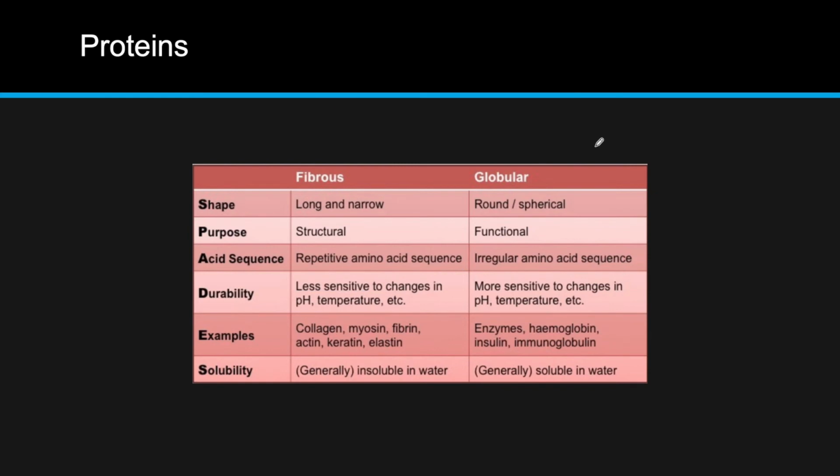So when we get to globular, this is going to be more your enzyme stuff. This is going to do function. It's going to serve a purpose. It's an irregular amino acid sequence, so the structure is not uniform, it's not repetitive. It's more sensitive to changes. So basically, just think the opposite of fibrous. We have enzymes, hemoglobin, insulin. They all serve a purpose. And basically these are soluble in water. So again, if you think back to that blood, that hemoglobin is going to be able to dissolve in that blood.